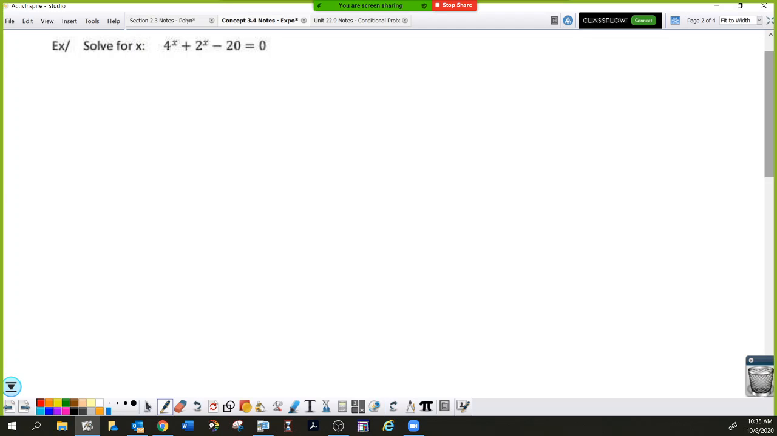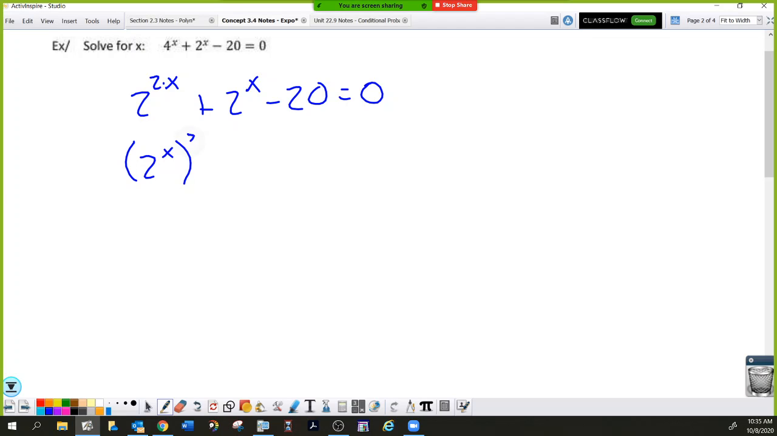Right. So tell you what we're going to do. I'm going to write this as 2 to the 2x plus 2 to the x minus 20. And just to manipulate it a little bit more so it looks more like a quadratic, I realize that right here there's a multiplication of exponents, and that only happens when there's a power raised to a power, so I could have written it like this.